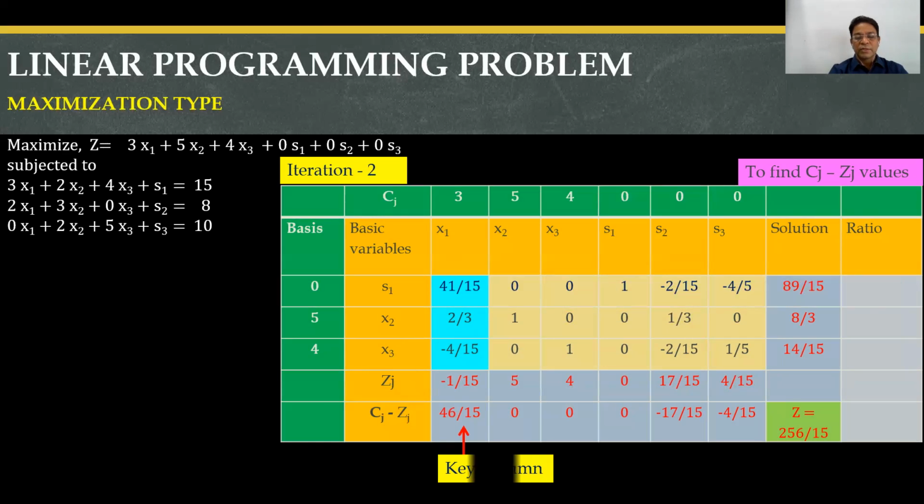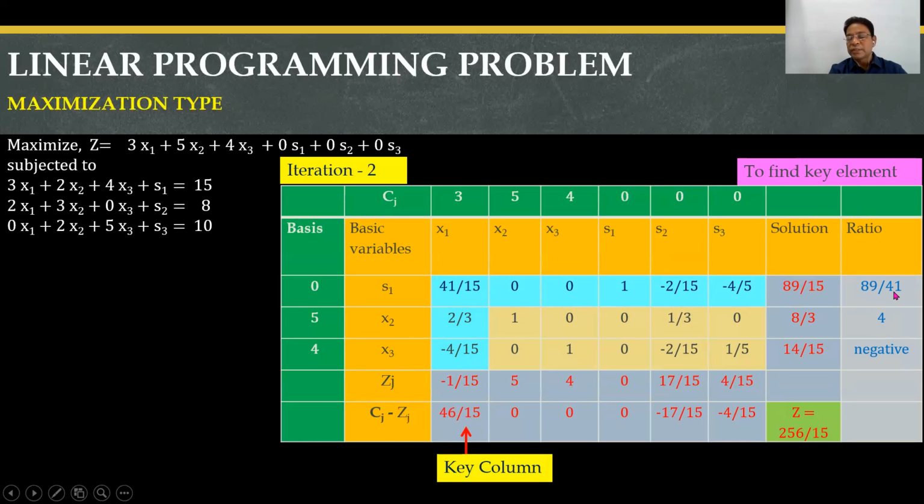So you see here, this is the key column, and to find the key row, what will we do? We'll divide the solution column by the x1, that is key column, and we will get like this. So 89 by 41 is 2 point something, 4. This is negative, so we are not computing it. This 14 by 15 divided by minus 4 by 15 will be negative, we are not interested. So 89 by 41 is the least of these two. So S1 will now leave the solution.